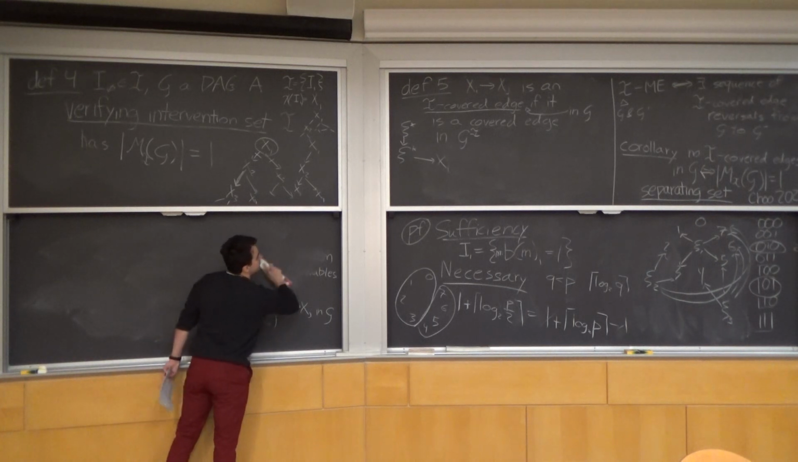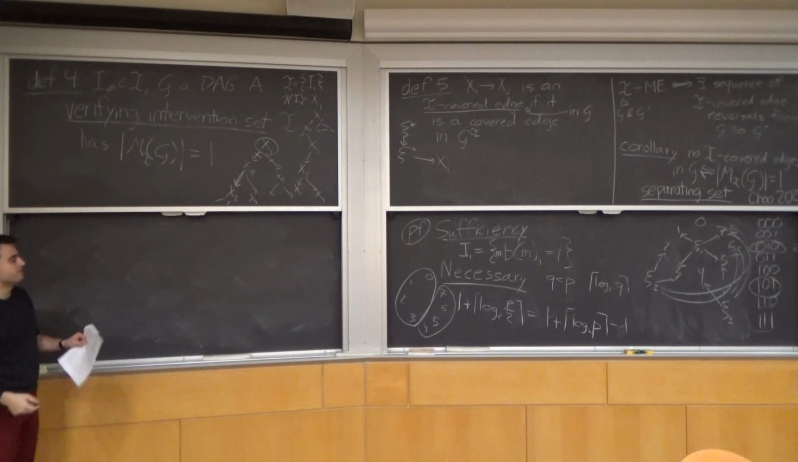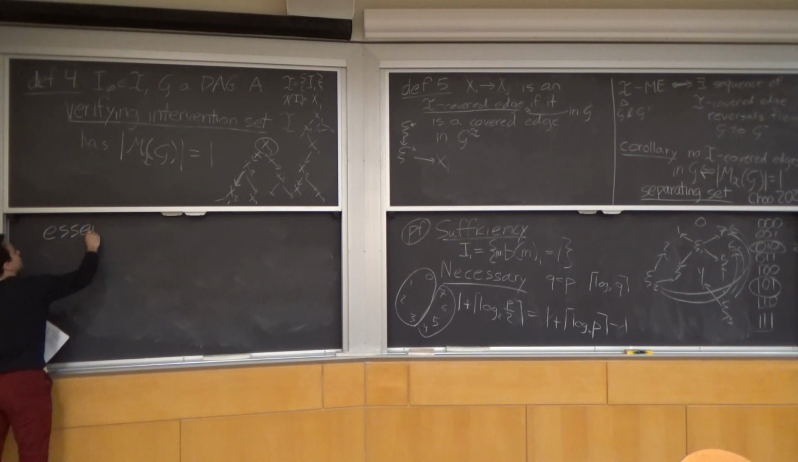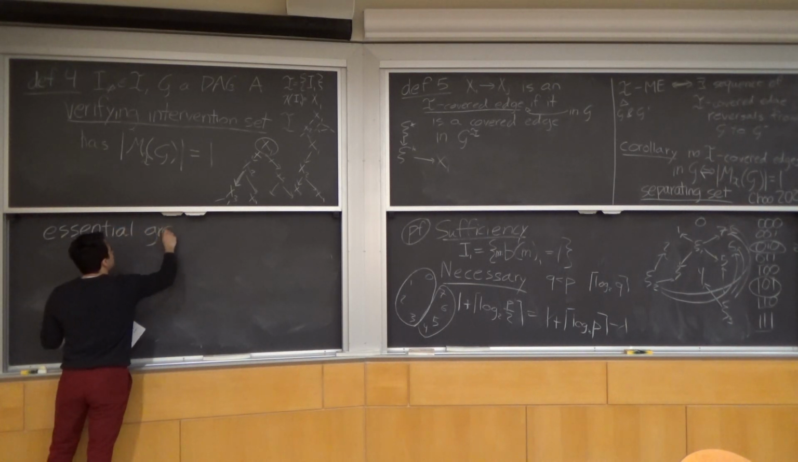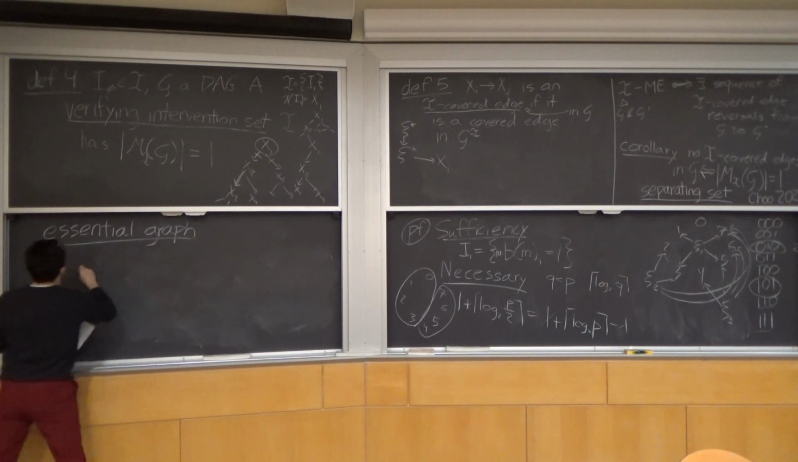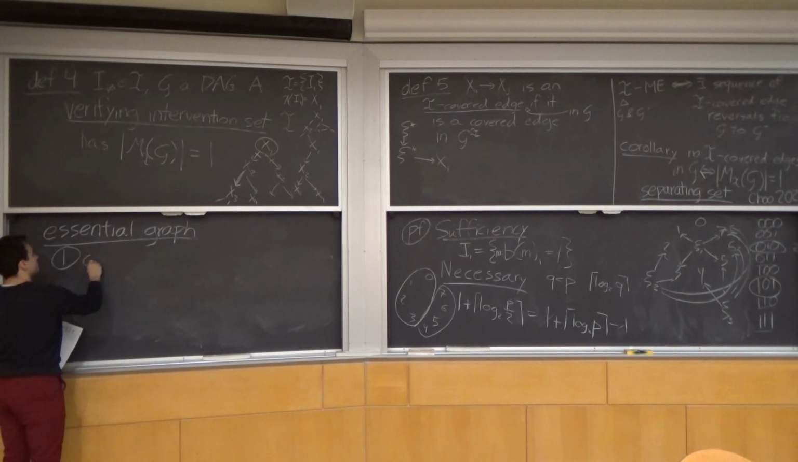So the idea is that for a general essential graph, a few things hold. First, it takes the form of what's called a chain graph.